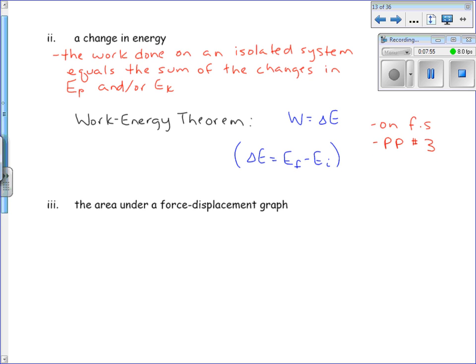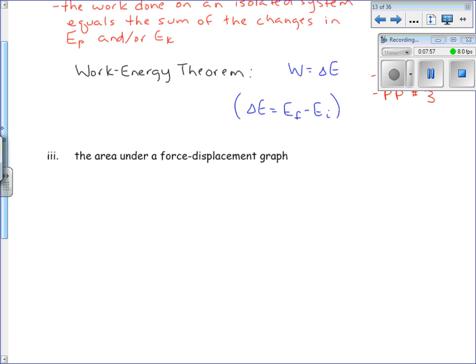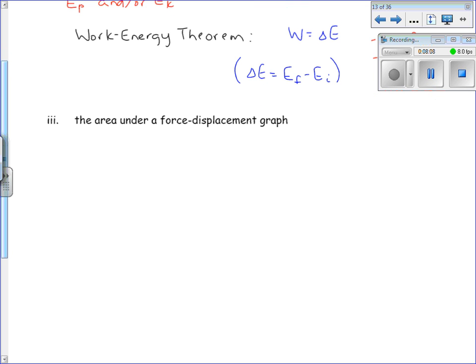The other way of finding work: we can find work with just a strict formula with force times distance, or force times distance times cos theta. We can find work by finding a change in energy, if that's the information we're given. Or we can find work by finding the area under a force versus displacement graph. And this looks a little bit different for a constant force versus for a changing force. So we'll deal with the constant force first.